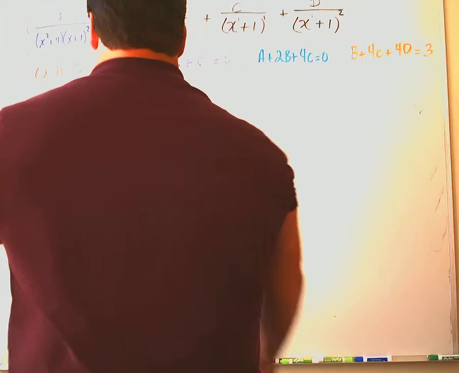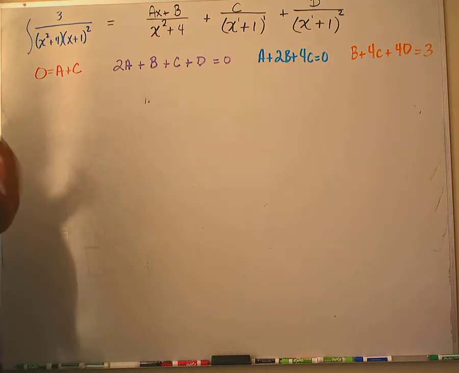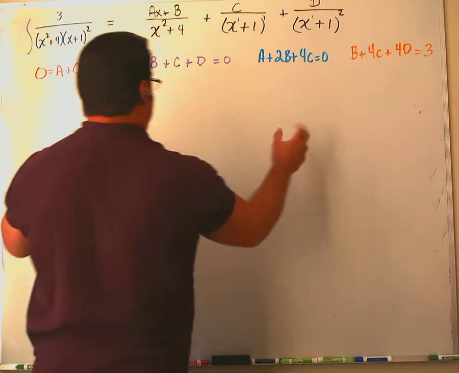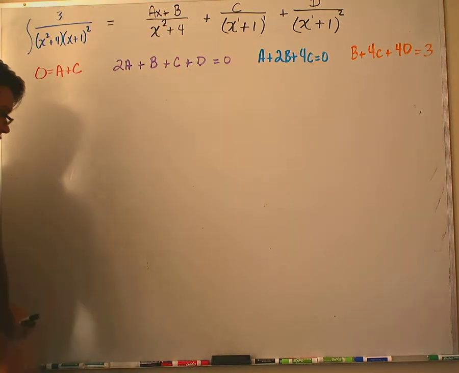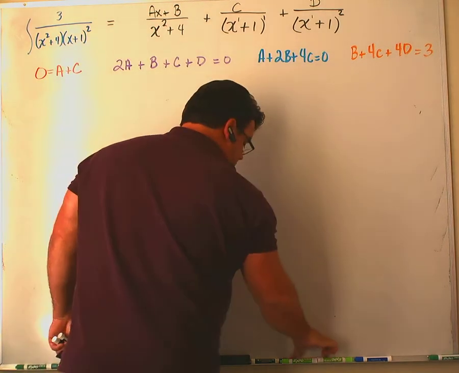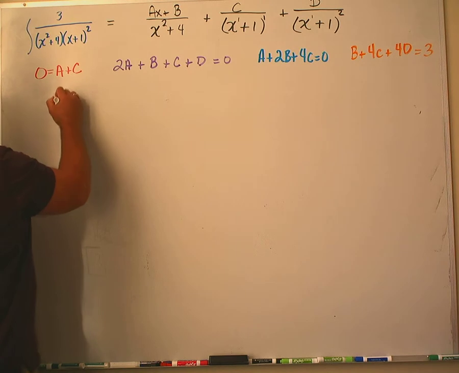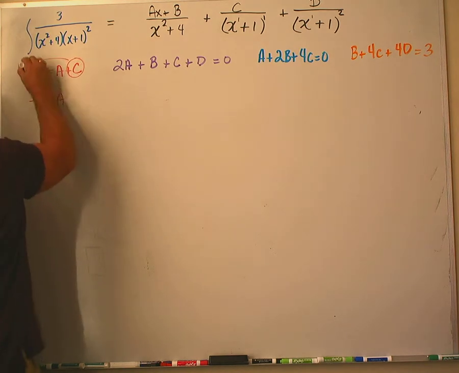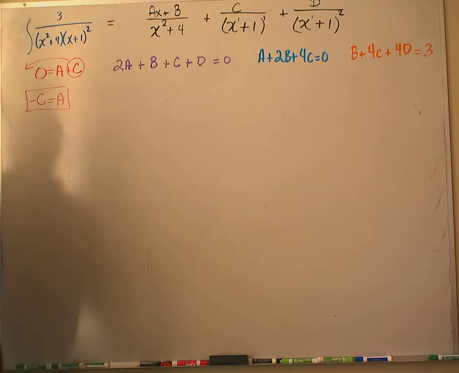Okay, here we are working the second part of our partial fractions, and I've taken those equations that were on the bottom and moved them up top. Over here in the red, we will say A is equal to negative C. I'll just bring that C across and make this solution.